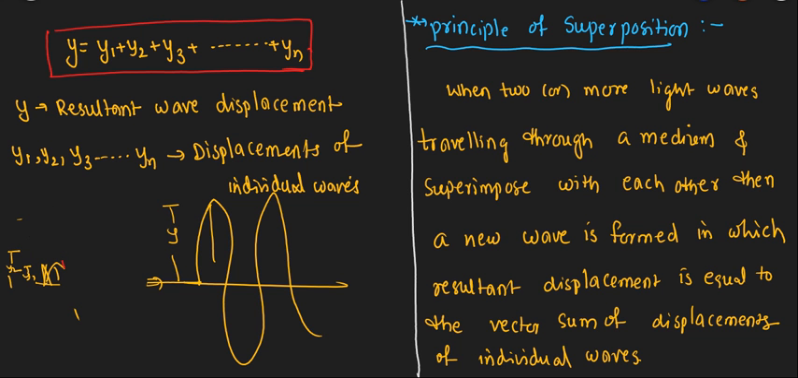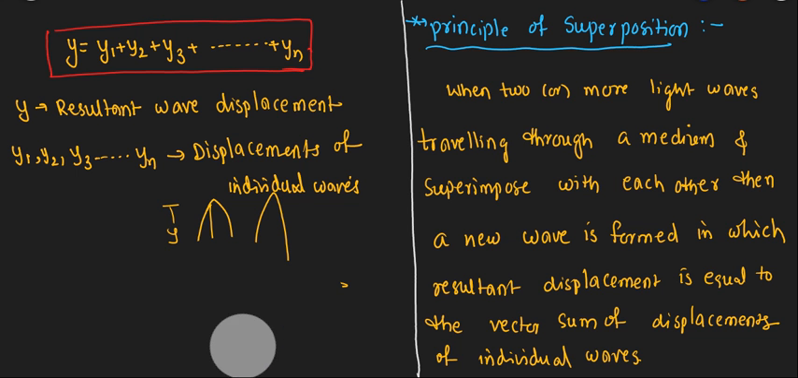Okay. Now let us see what is constructive superposition and what is destructive superposition. In constructive superposition, how the light waves will be superposed with each other, that I am going to explain.